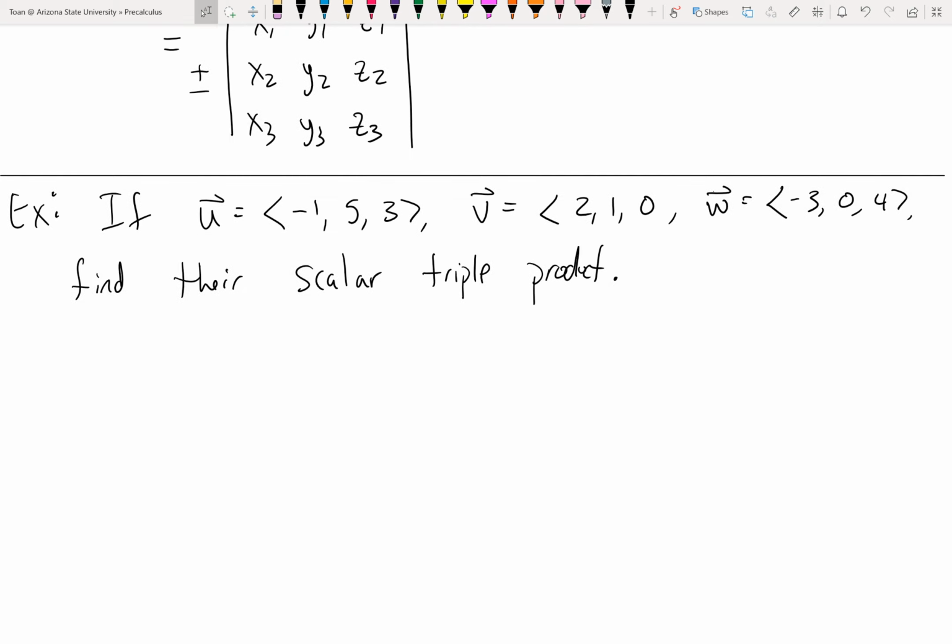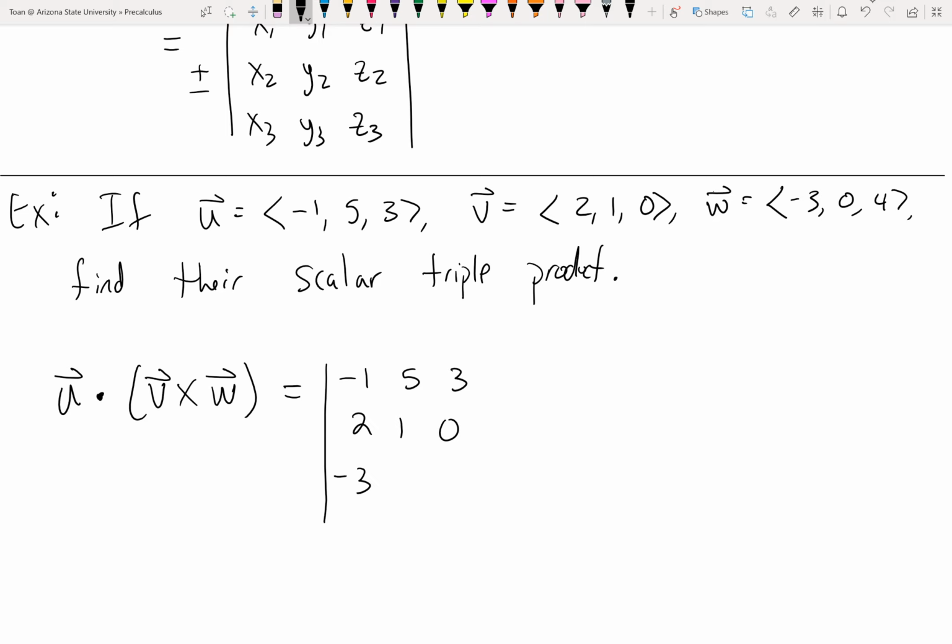So this is just a straight-up application, right? What is the scalar triple product? That is u dot v cross w. You've got two choices. You can do the operations separately, do the cross product separately and the dot product separately, or you can just do the determinant all in one fell swoop. Because I'm comfortable with determinants, I'm going to do it all in one fell swoop. -1, 5, 3, 2, 1, 0, -3, 0, 4.